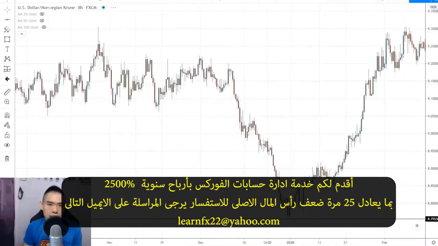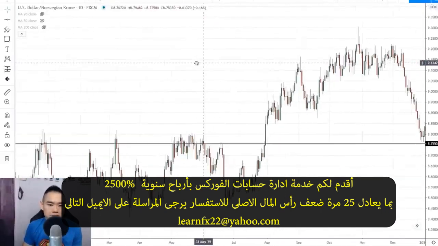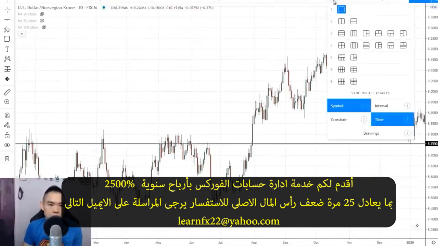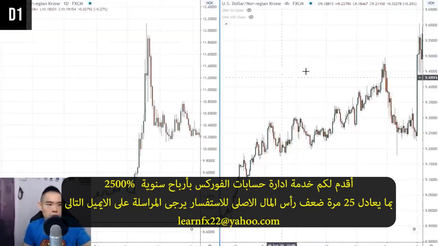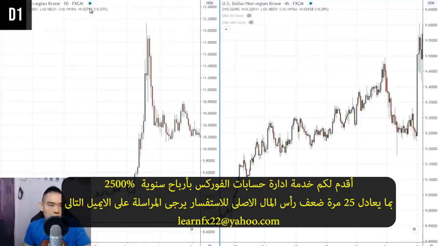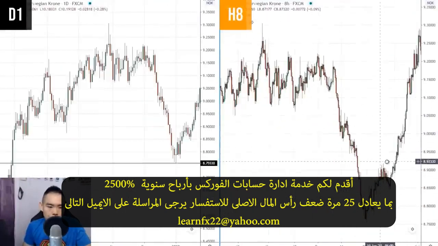So at this point, you can see that this black line over here is the same level that we have seen earlier. Let me just split up the chart so you can see what I mean. Okay, so let me just split the chart into two. Okay, so this is the daily time frame. This over here is the dollar Norwegian kroner on the 4-hour time frame. I'm going to change this to 8. So you can see that on the 8-hour time frame, you're looking at this.